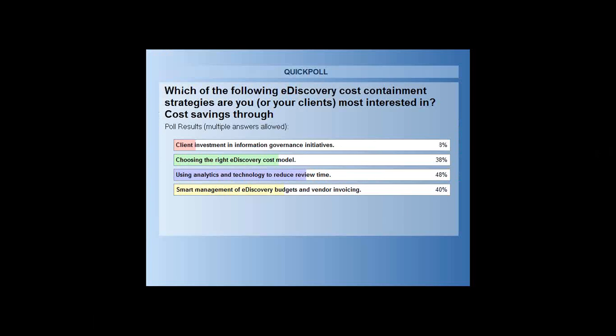Okay, so we've got 8% that clicked on client investment in information governance initiatives as the topic they're most interested in. 38% choosing the right Ediscovery cost model. The highest number picked C, using analytics and technology to reduce review time. And close behind that was D, smart management of Ediscovery budgets and vendor invoicing. So I would ask our panelists any surprises or comments you would have on the quick poll.